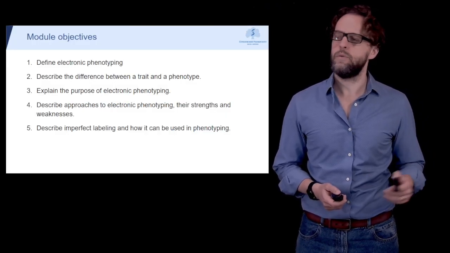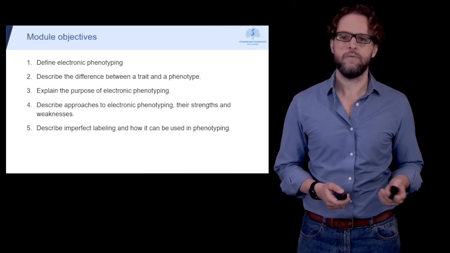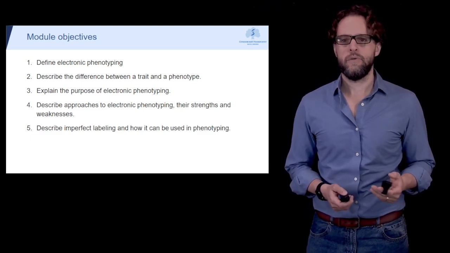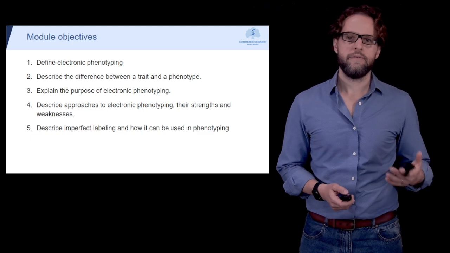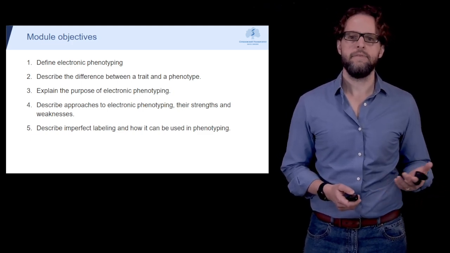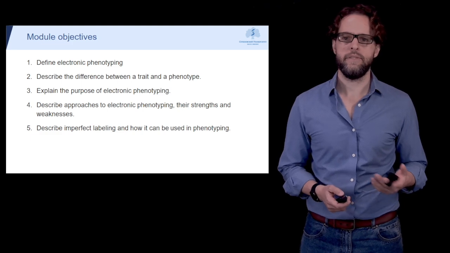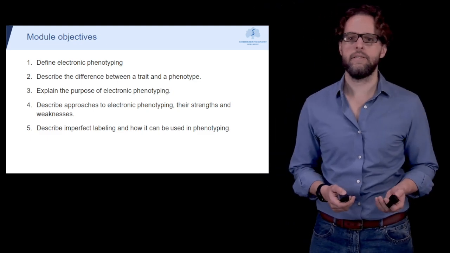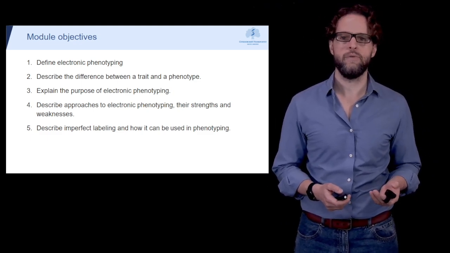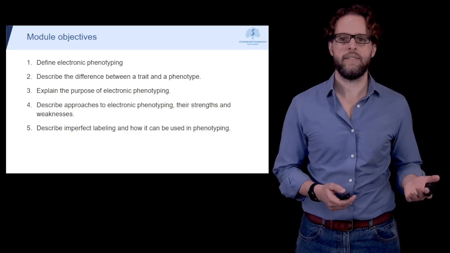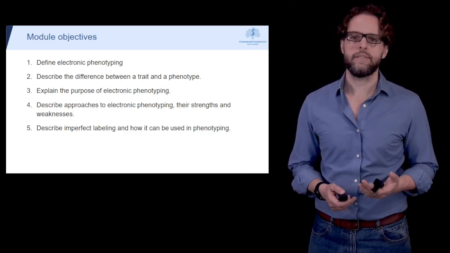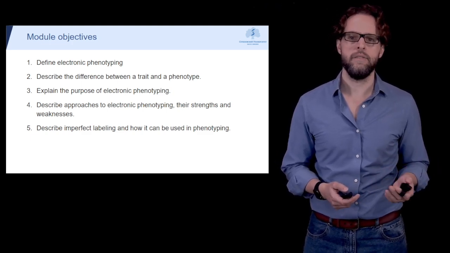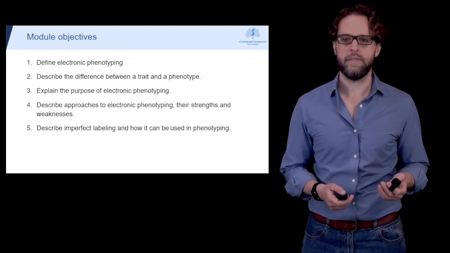Let's name the objectives of today's session. We will focus on the term electronic phenotyping, and describe the differences between trait and phenotype. We will explain the purpose of electronic phenotyping, describe two main approaches of electronic phenotyping, their strengths and weaknesses. We'll describe imperfect labeling and how it can be used in phenotyping.